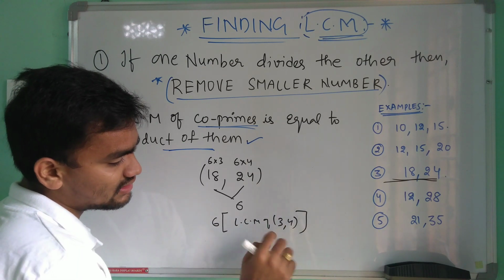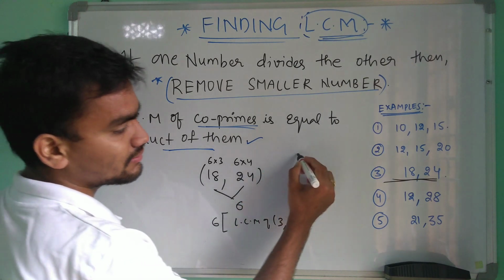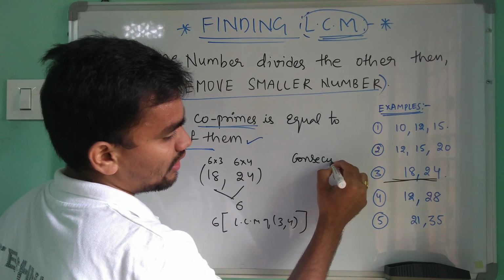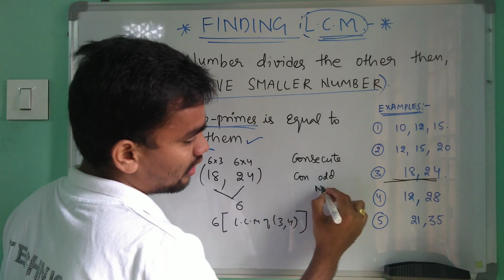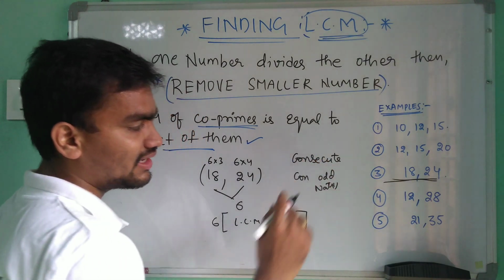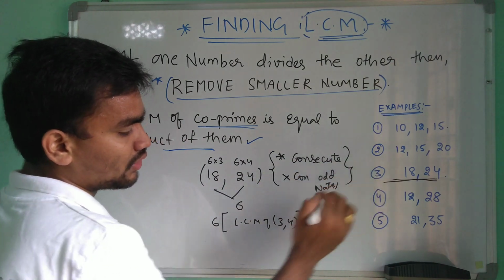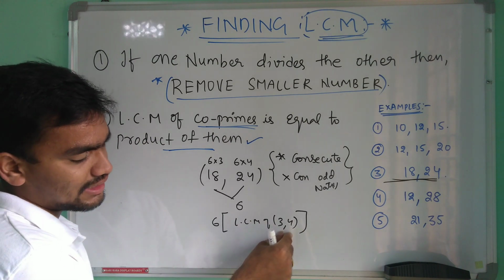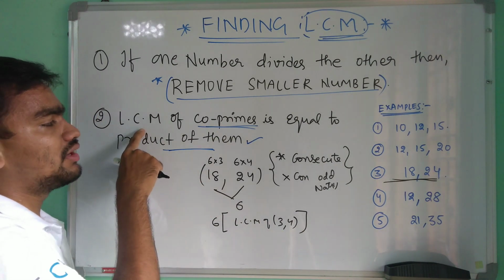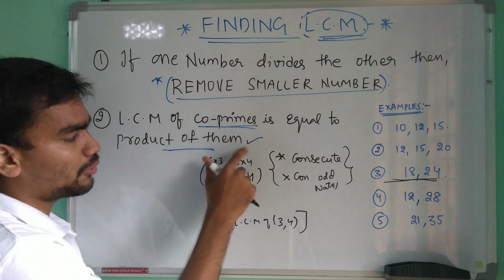So now as these two are co-primes, you can see that consecutive numbers and consecutive odd natural numbers are always co-primes. I explained these in the video which I did on co-primes, so now you can recall them. As these two are consecutive natural numbers, they are co-primes. Now let me get back to this point, that is, LCM of co-primes is equal to the product of them.